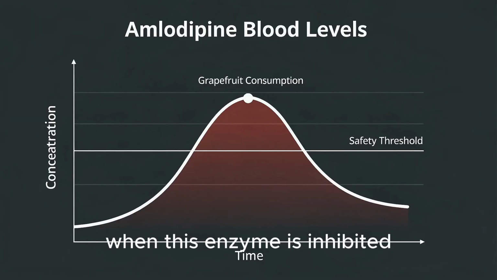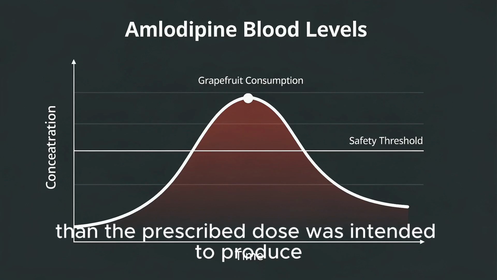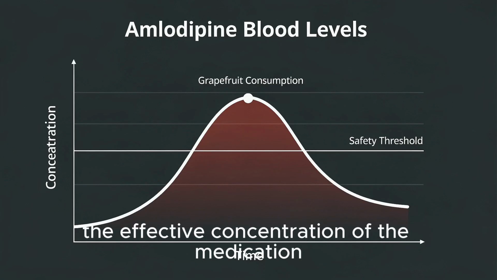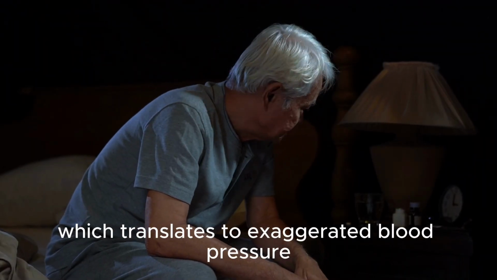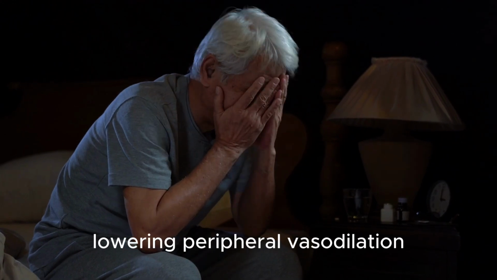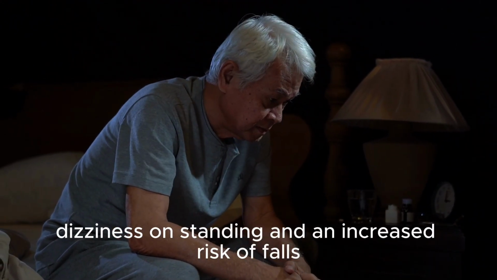When this enzyme is inhibited, amlodipine accumulates to higher levels in the blood than the prescribed dose was intended to produce. The effective concentration of the medication can increase by 50 to 80%, which translates to exaggerated blood pressure lowering, peripheral vasodilation, dizziness on standing, and an increased risk of falls.